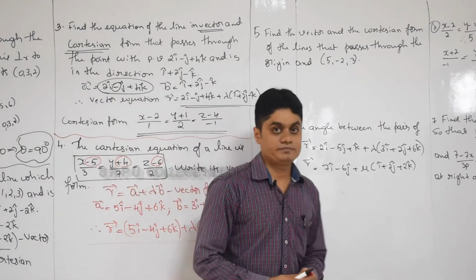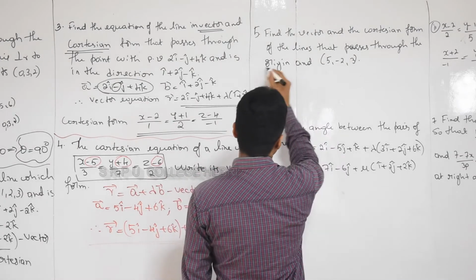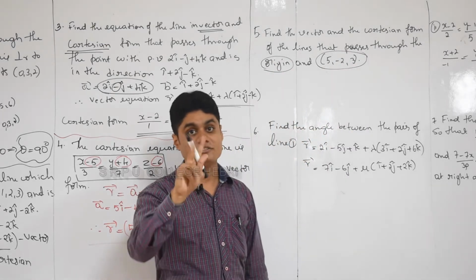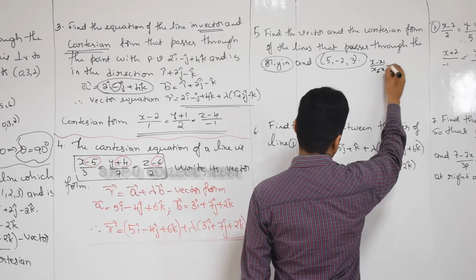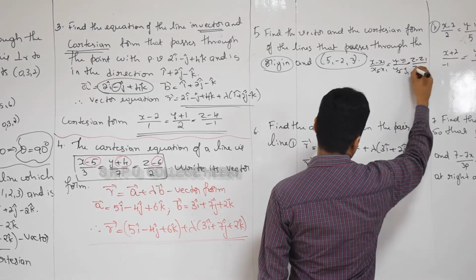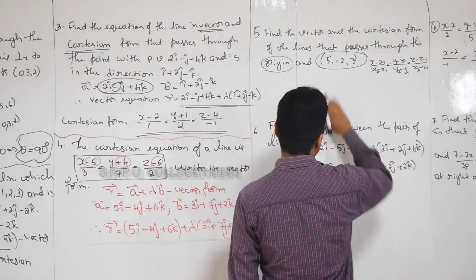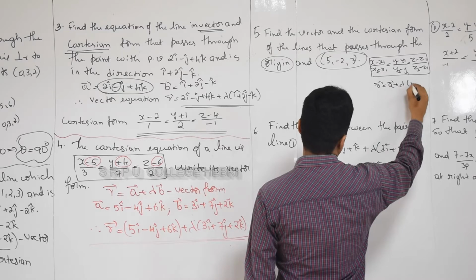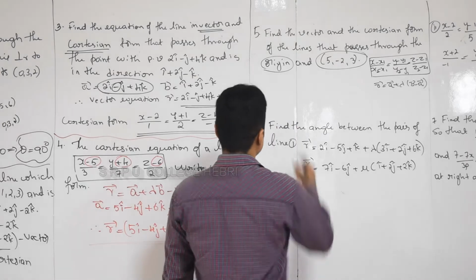Next, find the vector and Cartesian form of the line that passes through the origin and this point. Next was the derivation: equation of a straight line passing through 2 points. The formula is x minus x1 by x2 minus x1, y minus y1 by y2 minus y1, z minus z1 by z2 minus z1. This is the Cartesian form of the line which passes through the 2 points. The vector form is vector r equals vector a plus lambda times vector b minus vector a.